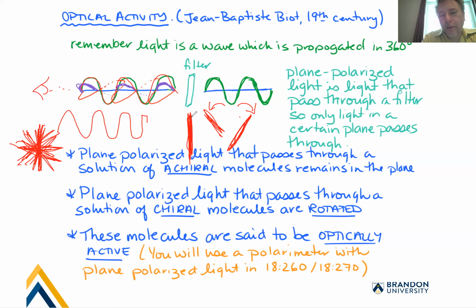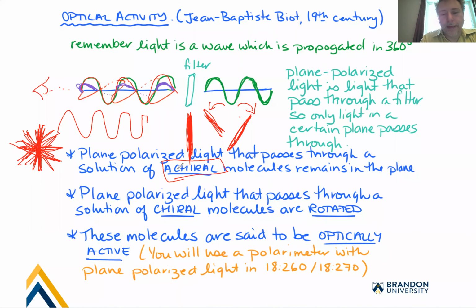So if you put plane polarized light through a solution of achiral molecules, nothing happens. It stays exactly where it was. But if you pass it through a solution of chiral molecules, it's going to be rotated one direction or the other.